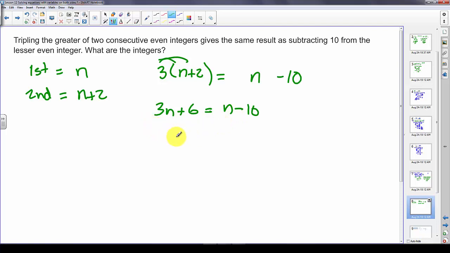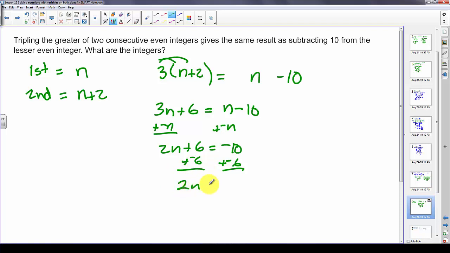I'm going to get all the variables to one side, so I'm going to add a negative n to both sides of the equation, leaving me with 2n plus 6 is equal to negative 10. Add a negative 6 to both sides, get 2n equals negative 16. Since 2 goes into negative 16, I'll just divide both sides by 2, leaving me with n equaling a negative 8.